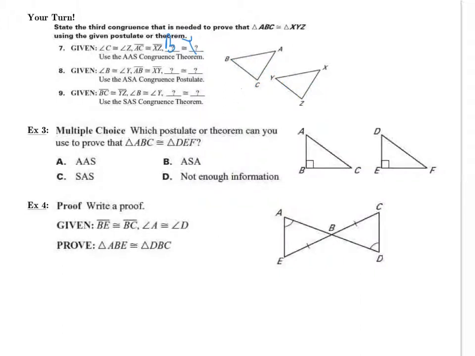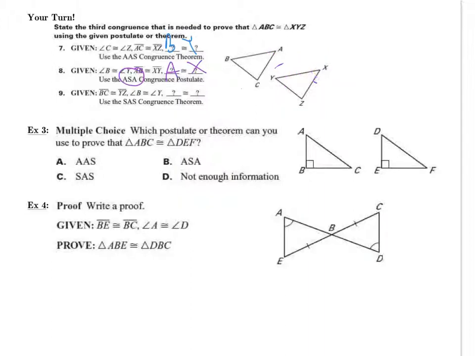Moving on to our next one, we have angle B and angle Y, and AB and XY, and I'm trying to prove it by angle, side, angle. So I have to start with an angle, side, angle. So I'm going to go angle, side, and then angle: angle, side, angle. So angle A is congruent to angle X.